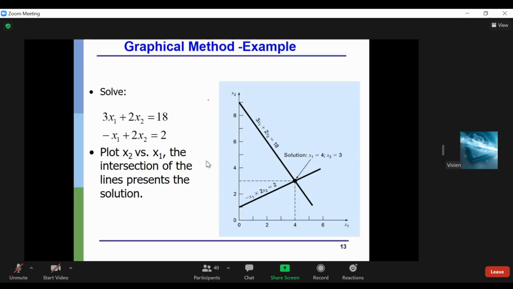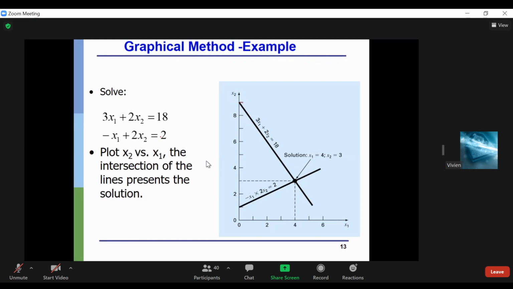Say we have two equations. The first equation is 3x1 plus 2x2 equals 18. So we can draw it here, x2 as a function of x1. To plot it, we can just insert values of x1. For example, we insert the value of 0, so that x2 will be 9, and so on. We plot the points so that we can draw the linear line.